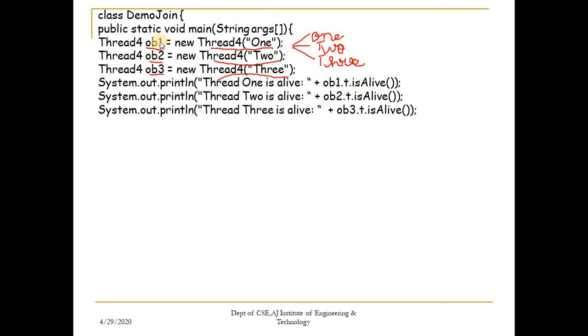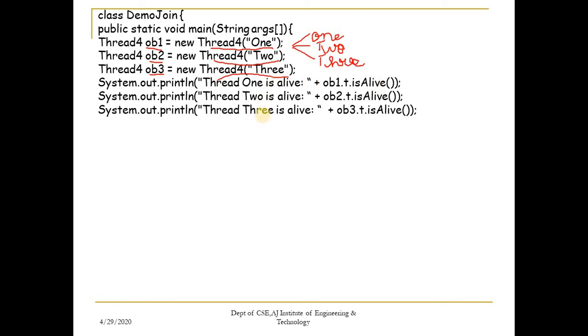So object 1 represents the first thread, that is 1. So ob1.t.isAlive will return whether thread 1 is alive or not. Initially it will be alive, so it will return true.